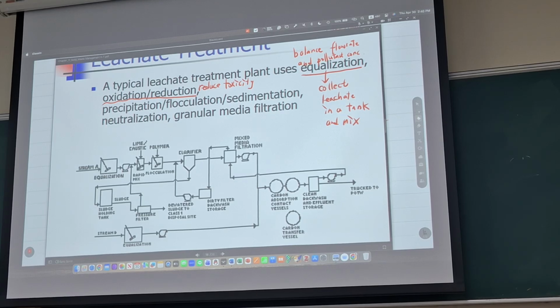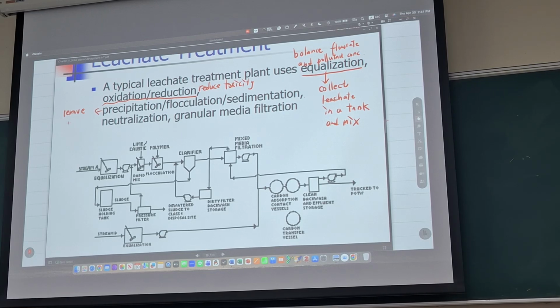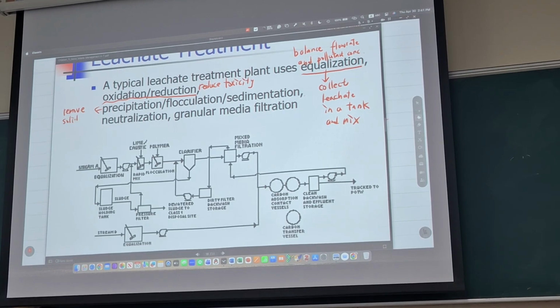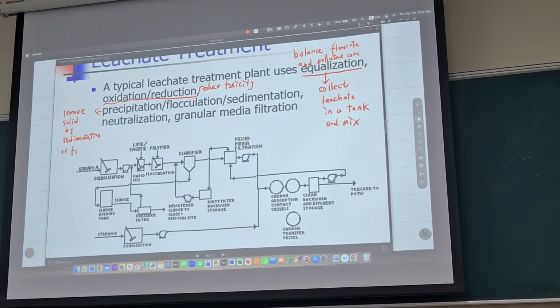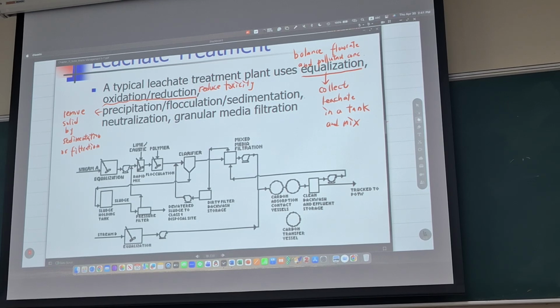And the rest of it is pretty much like the typical water treatment, right? Precipitation. Okay, precipitation means we try to remove solid by sedimentation, 沉淀下去, right? Or filtration. So this is the purpose for precipitation.